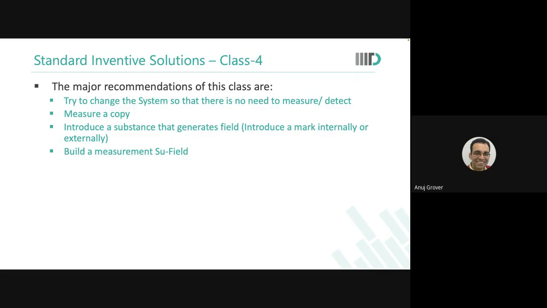Just kill the snake, what else to do? No, no. But try to change the system such that there is no need to measure or detect.